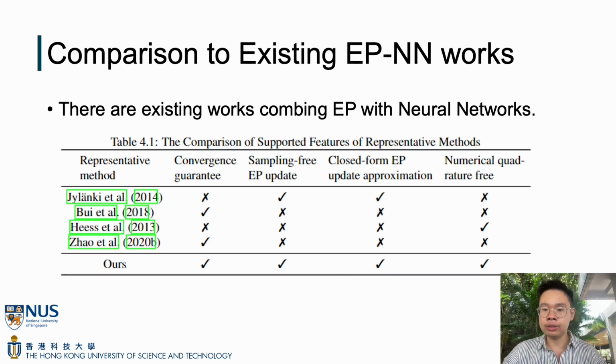Actually, there have also been efforts to combine expectation propagation with neural networks. But these methods are either not guaranteed to converge or not scalable to large datasets or complex neural networks.